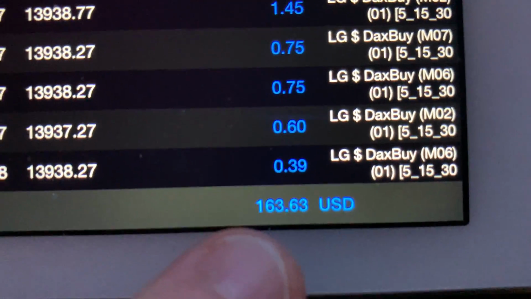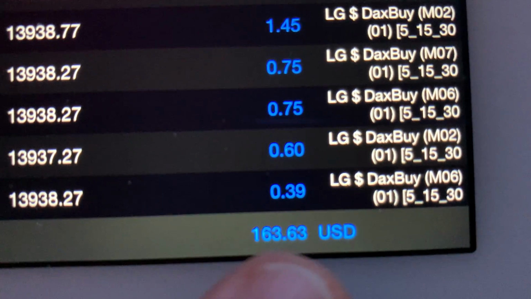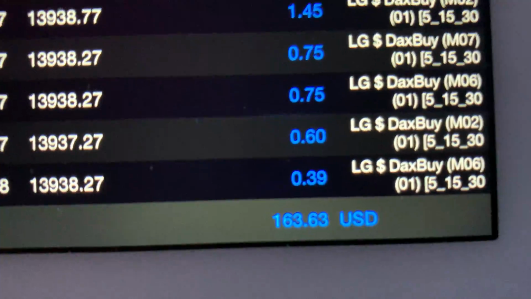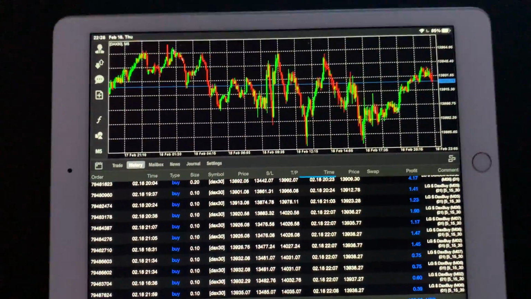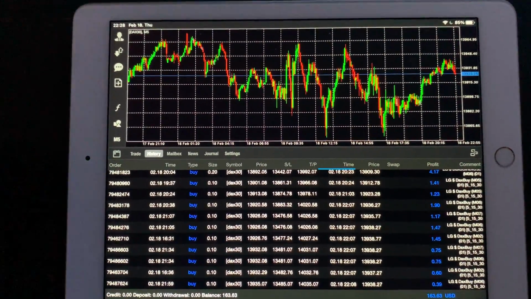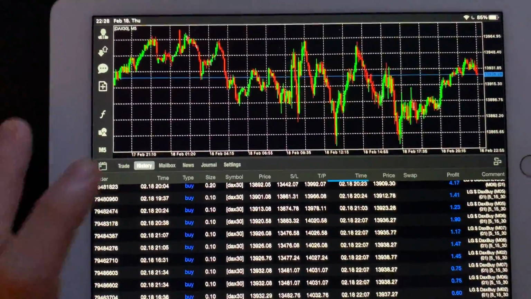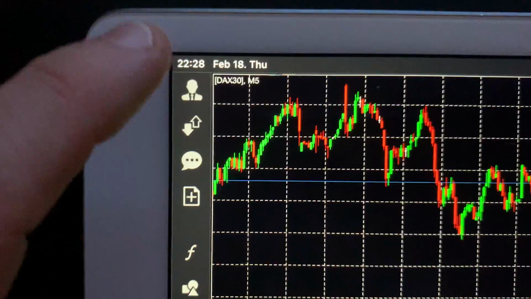So right now, my profit for the day is $163.63 US dollars. I think that's pretty decent considering that today was, I wouldn't say it was shit, but it wasn't the best of markets. So I'm happy with that. Now let's see my exposure, my open positions after the market closed.